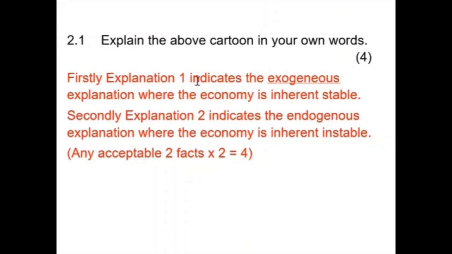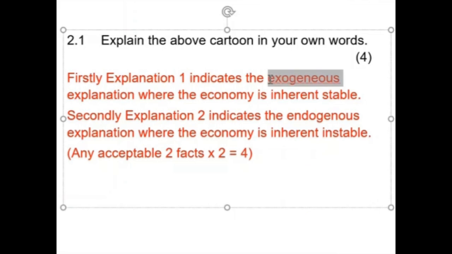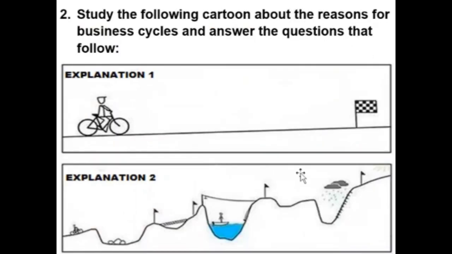Firstly, explanation one indicates the exogenous explanation where the economy is inherently stable. So the exogenous people, they feel the economy is stable. We don't have these big ups and downs. They feel that it's shocks from the outside that cause these ups and downs. So explanation two indicates that it is factors from the inside, endogenous, and we are inherently unstable. I want to go as far as maybe speaking about the weather patterns here, stuff from the outside, or maybe referring to structural changes.